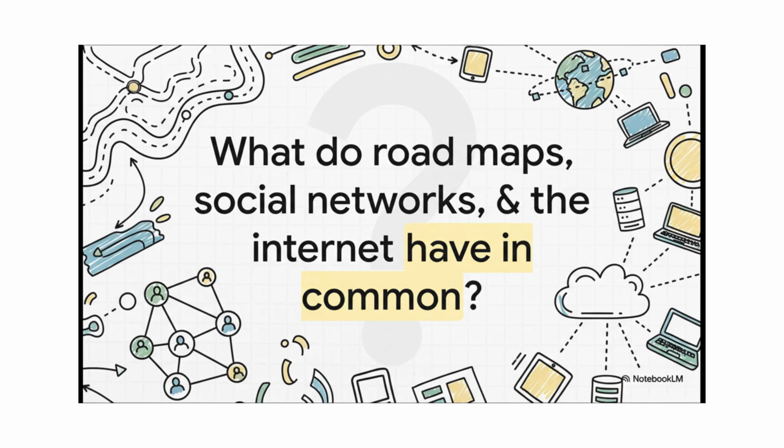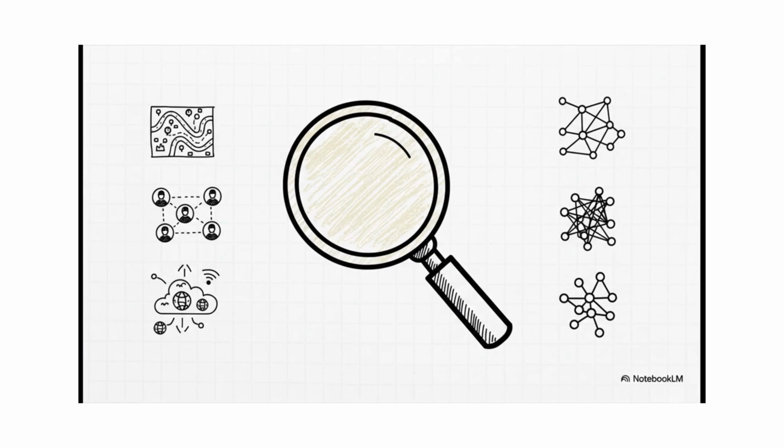Think about it. Roadmaps, your social network, the internet itself. What in the world do these huge, complex things possibly have in common? Well, the answer is actually surprisingly simple. Every single one of them can be understood with one basic idea, a graph. And that's what we're going to dig into today, how this one little concept gives us a totally new and really powerful way of looking at the world.